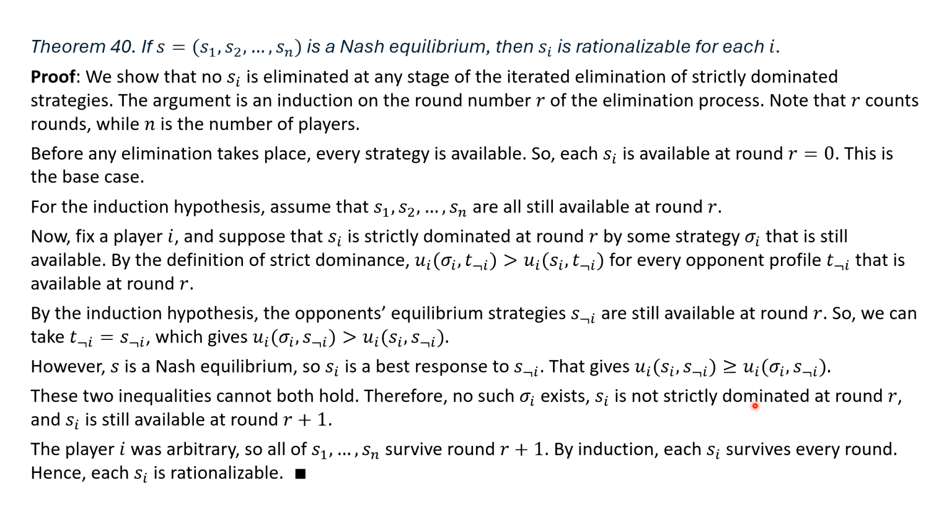s_i is not strictly dominated at round r, and s_i is still available at round r plus 1. Since player i was chosen arbitrarily, all s_1, s_2, all the way up to s_n survive round r plus 1, and that's what we needed to prove by our induction. We assumed it up to r, and then we proved it for r plus 1. So by induction, each s_i survives every round, hence each s_i is rationalizable.